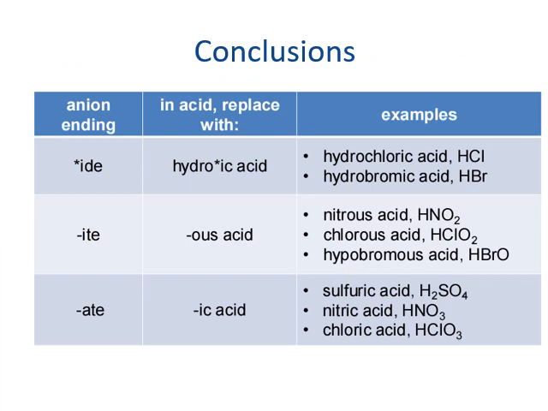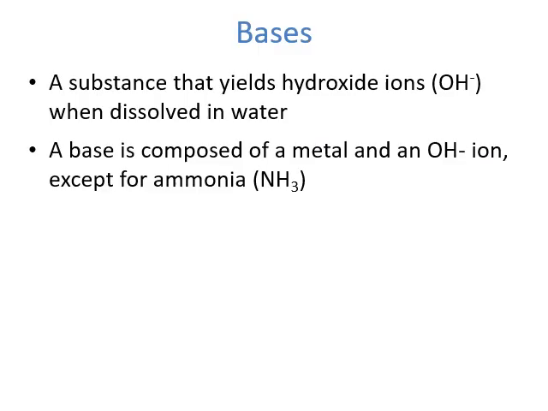So, conclusion: if an anion ending with -ide, the acid will be named with hydro- and -ic, for example hydrochloric acid, hydrobromic acid. If it ended with -ite, it changes into -ous acid, like nitrous acid, chlorous acid, hypobromous acid. If you have -ate, it changes into -ic only: sulfuric acid, nitric acid, and also chloric acid.